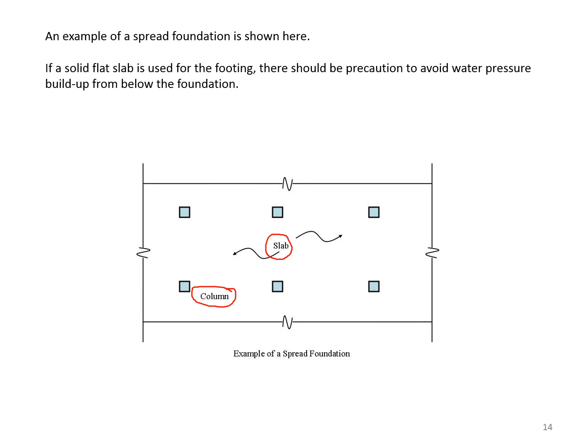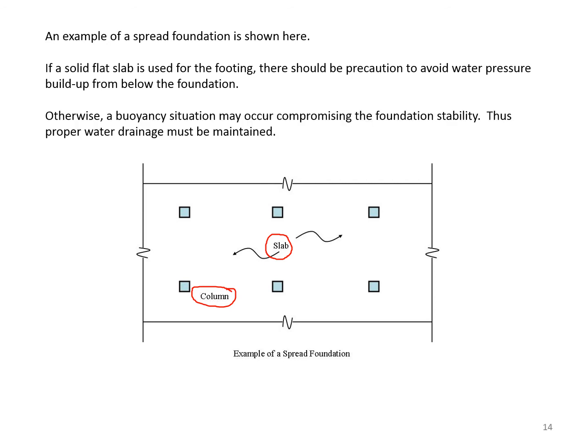And if a solid flat slab is used for the footing, there should be precaution to avoid water pressure buildup from below the foundation. Otherwise, a buoyancy situation may occur, compromising the foundation stability. Thus, proper water drainage must be maintained. In some applications, the slab is accompanied by certain types of beam-like footings that are running in between the columns.